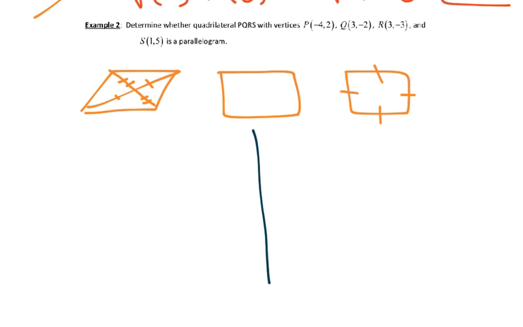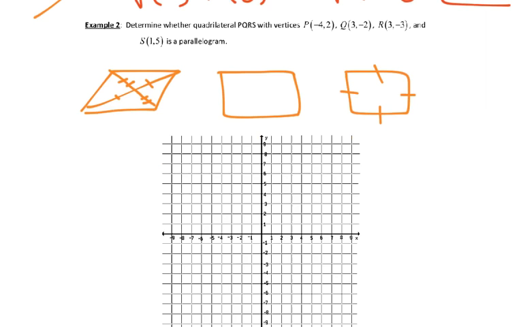So maybe I'll use an actual coordinate plane. So P is at negative 4, 2. There's P. Q is at 3, negative 2. R is at 3, negative 3. And S is at 1, 5. I knew something seemed wrong with this. This should be negative 3, negative 2. So I'm going to take Q out here. It should be at negative 3, negative 2.